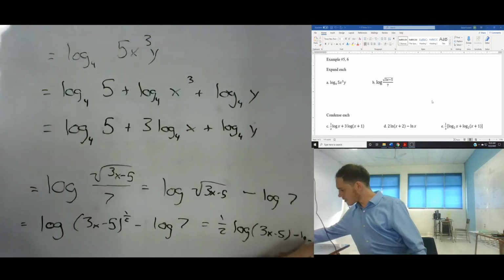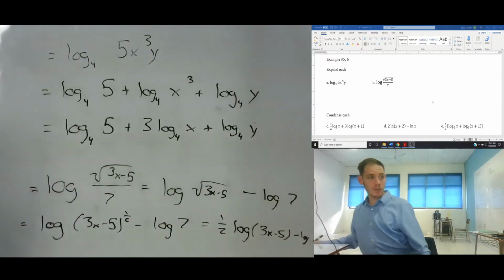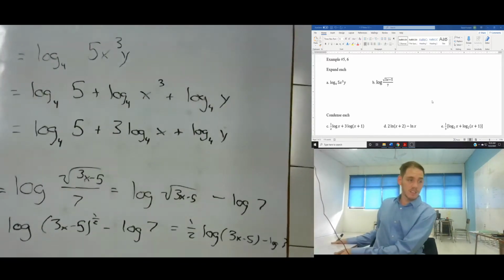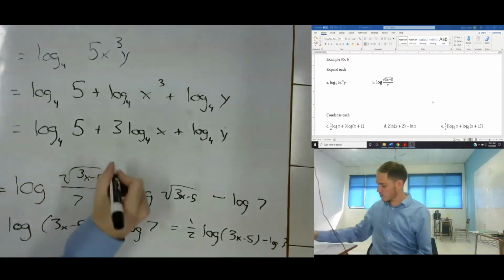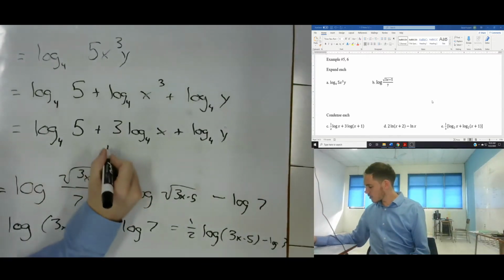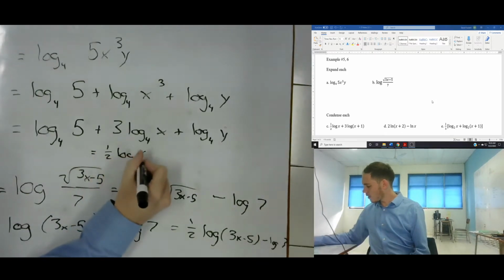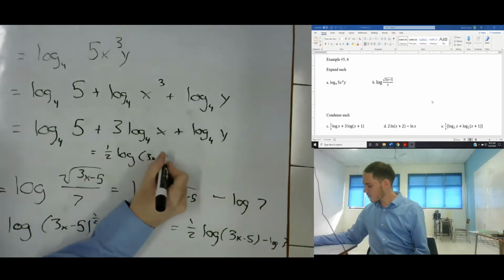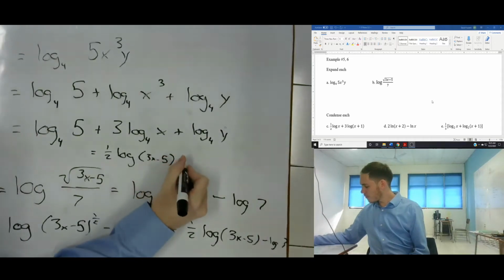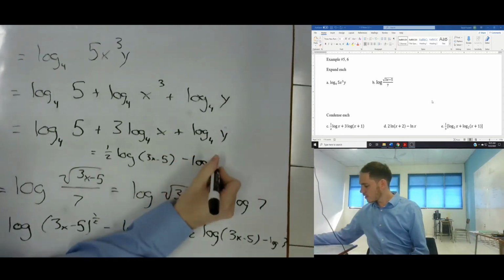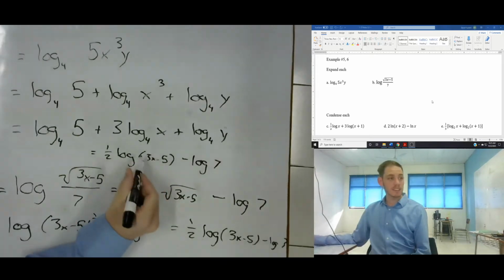minus log base 7. Sorry about that. It's going off the page, so I'll just rewrite up here. So our final answer is 1/2 log of 3x minus 5 minus log of 7.